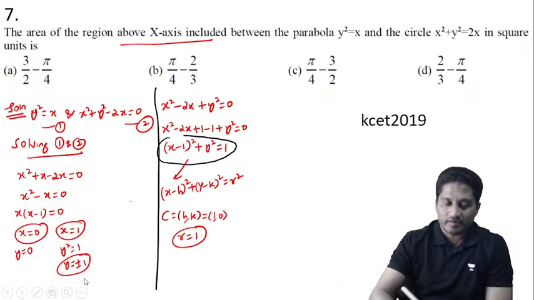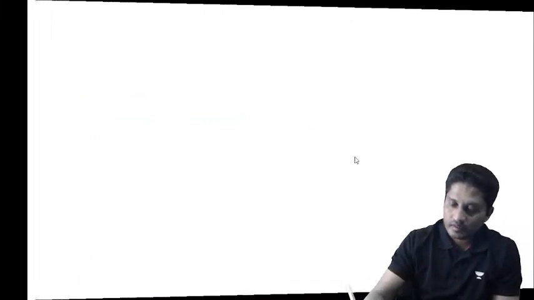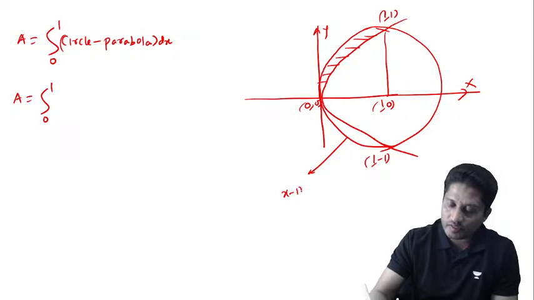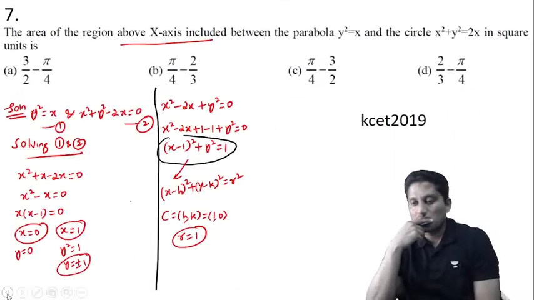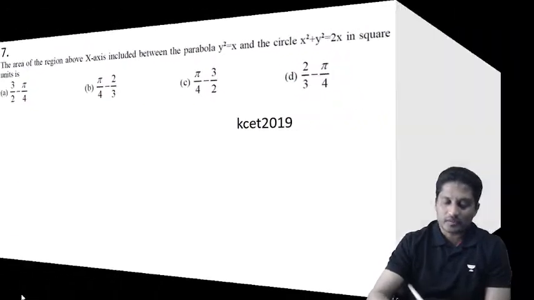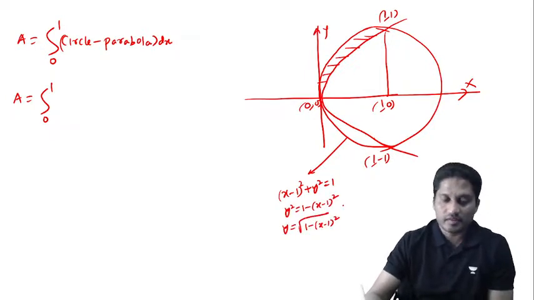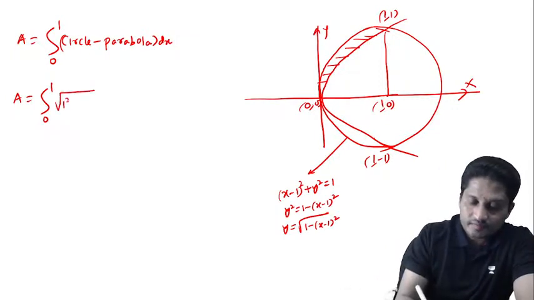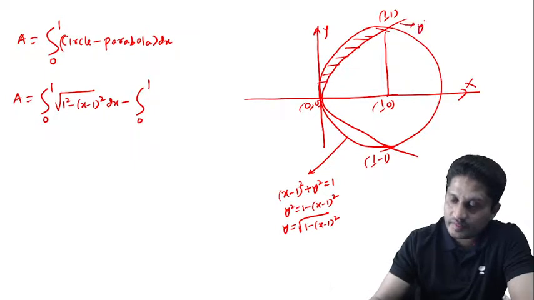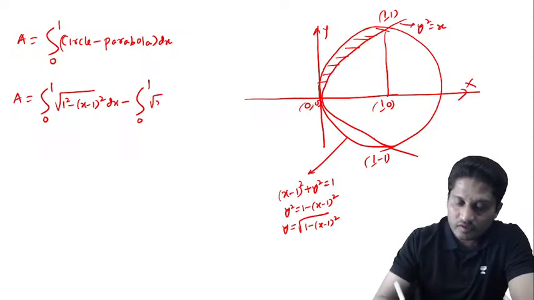Okay, and the circle will be y as a function of x. This circle equation is x minus 1 the whole square plus y square is equal to 1. I can write this as y square is equal to 1 minus x minus 1 the whole square. y is equal to root of 1 square minus x minus 1 the whole square. So this will be the integral of root of 1 square minus x minus 1 the whole square dx, minus integration 0 to 1, parabola y as a function of x. This is y square is equal to x, right parabola. This is y is equal to root x dx.